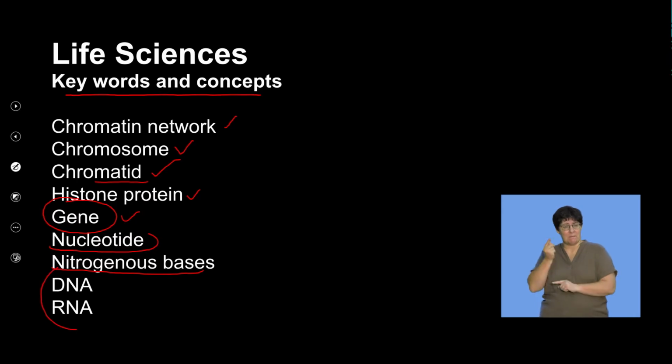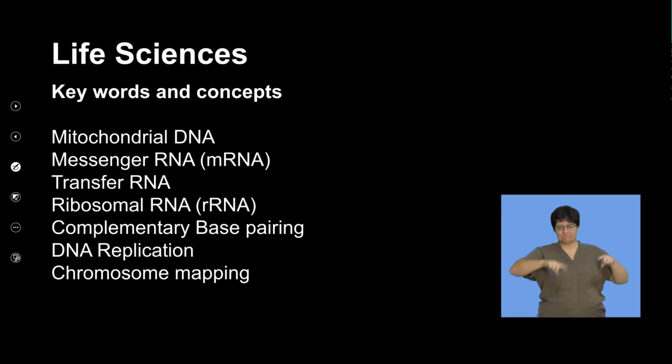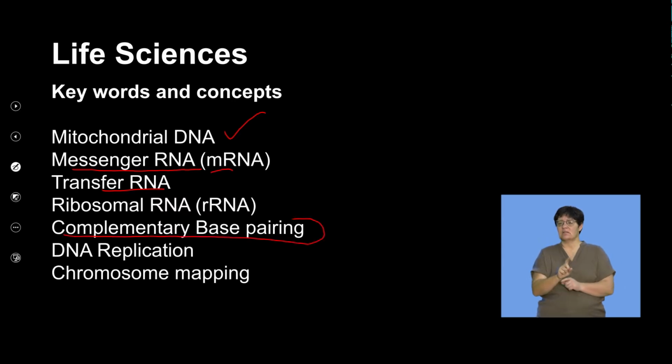Very important would be the types of nucleic acids as well, which are DNA and RNA. I will mention through this lesson context to what mitochondrial DNA is. I might draw some comparisons to RNA. I will talk about the different types of RNA. And more importantly, in this lesson, we're going to focus on the process of DNA base pairing or complementary base pairing, as well as draw some focus on DNA replication and possibly chromosome mapping.